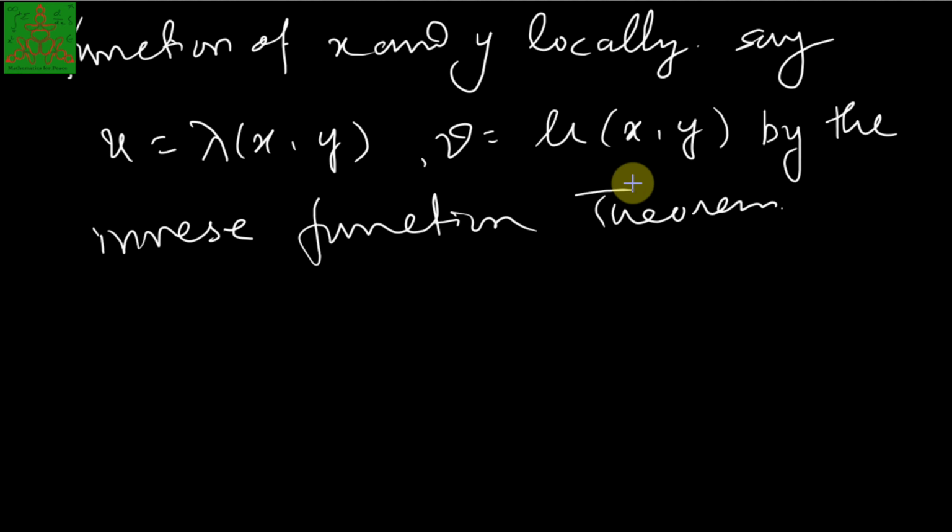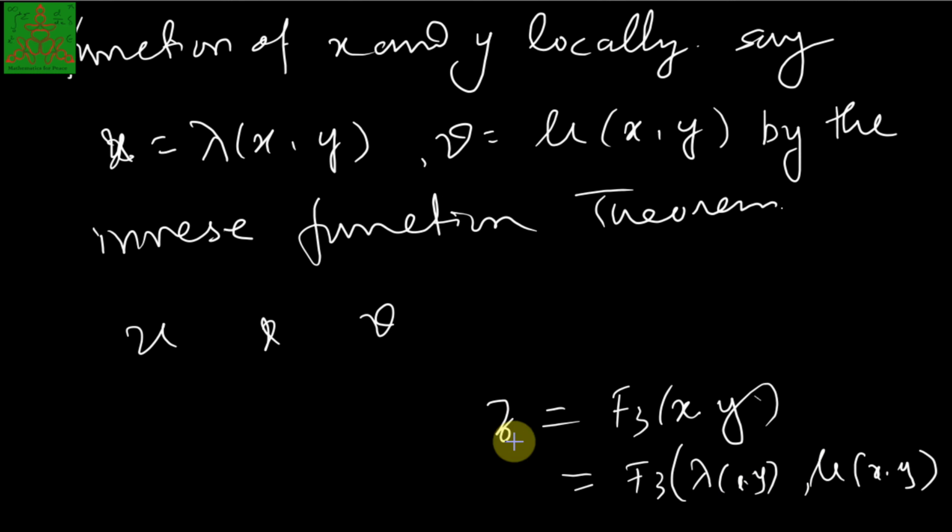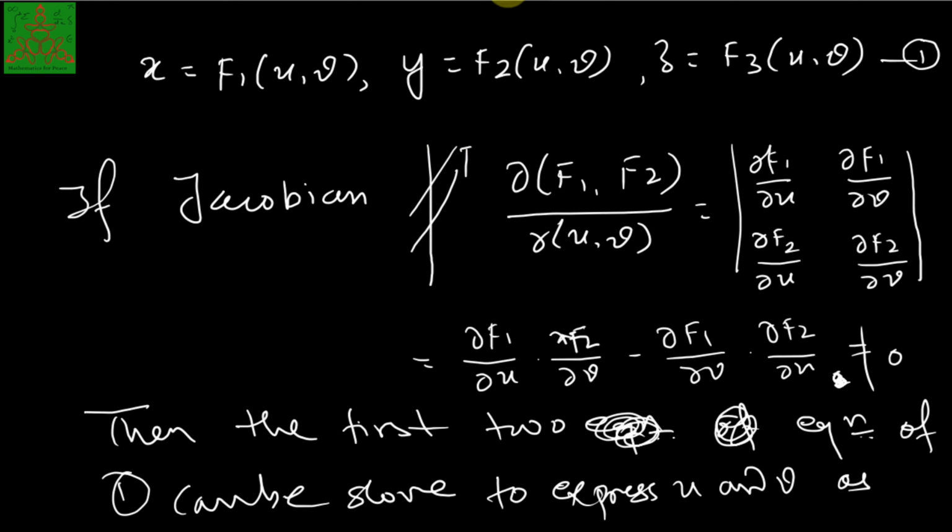And this means that u and v can be determined once x and y are known. And the third equation, that is z is equal to f3 of x, y, can also be determined by putting in the values of u and v, that is lambda of x, y and mu of x, y, so that f3 can be calculated as f3 of lambda of x, y, mu of x, y, and so the value of the parameter z can be calculated, and thus any point x, y, z on the surface can be determined using equation 1. This is known as a parametric equation of the surface.